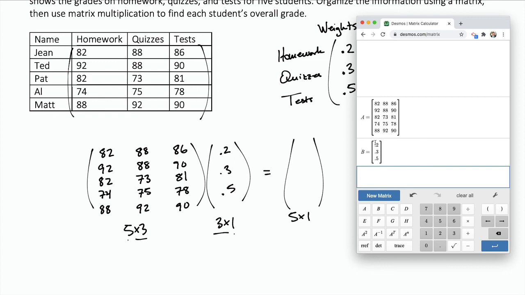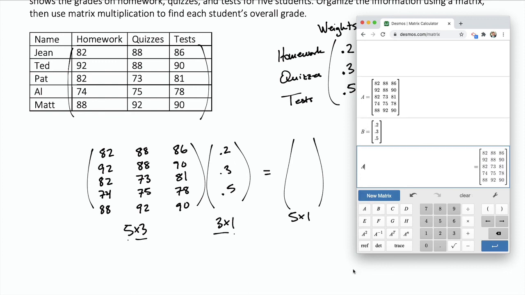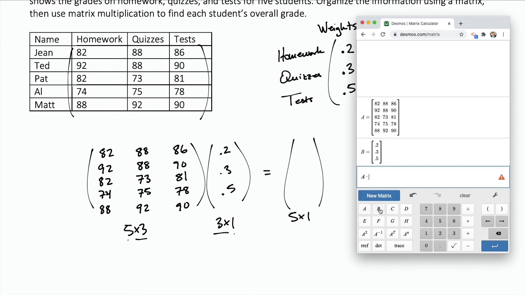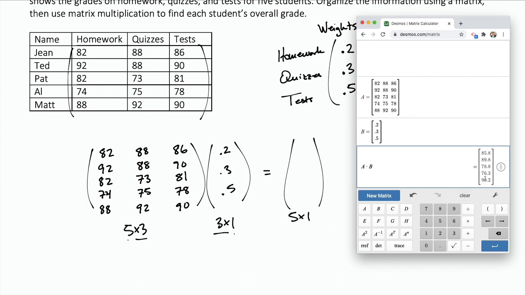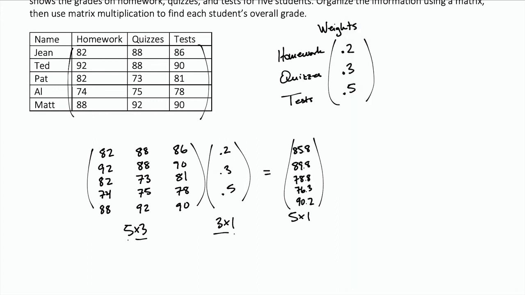So now we've got those two, and then we just do A times B. So A times B. And this gives us here our result of the grades for those 5 students. So there's our final grades for those 5 students in this class.